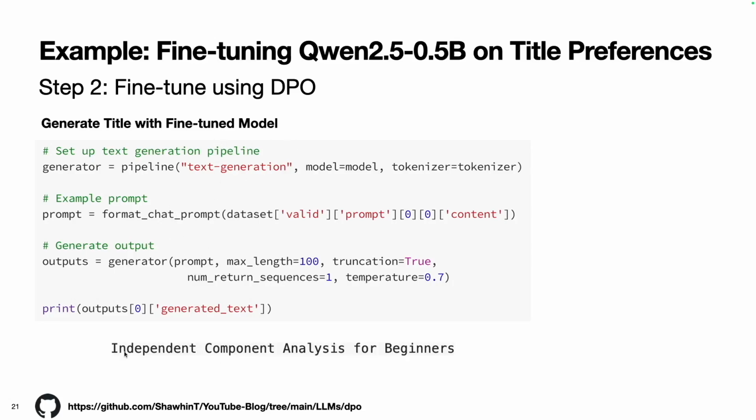And now we have this title, Independent Component Analysis for Beginners. And so this is much more aligned with something that I would actually write. Maybe I would add like "with example code" or "with Python code" in parentheses after this, but this is much more aligned than the previous title.